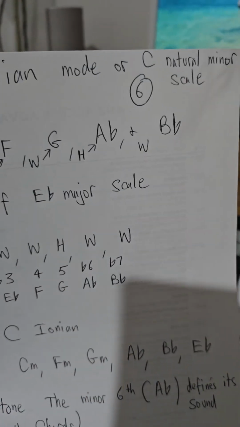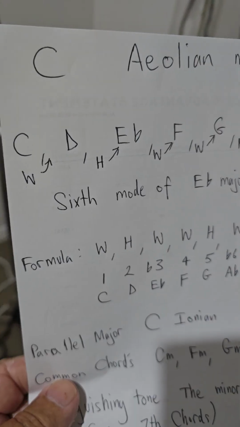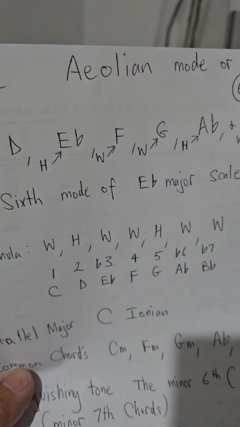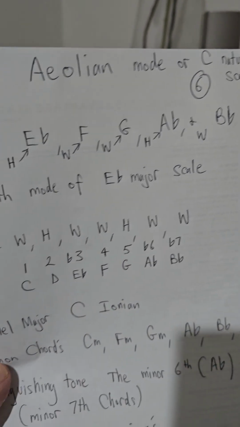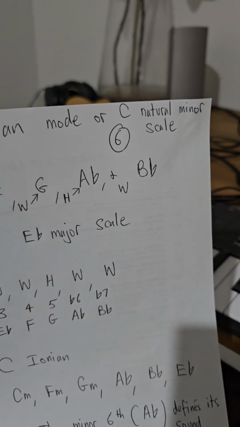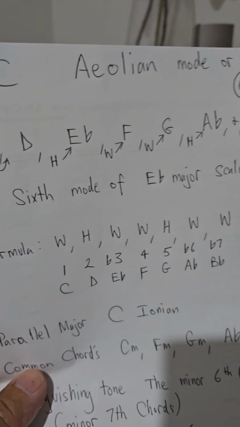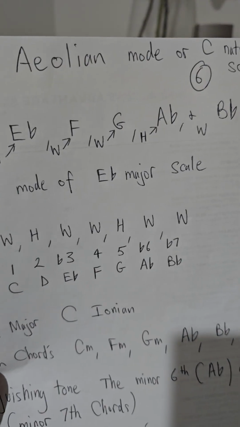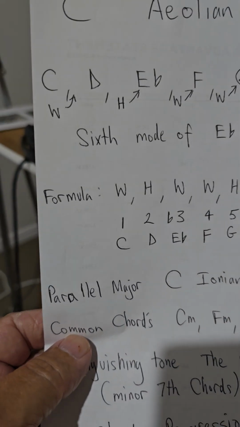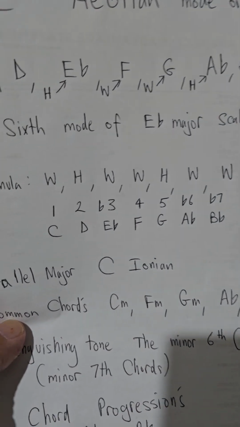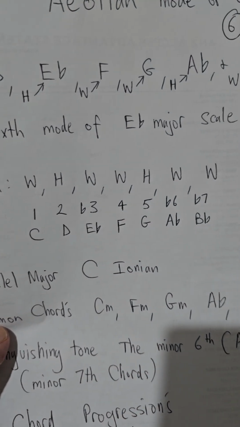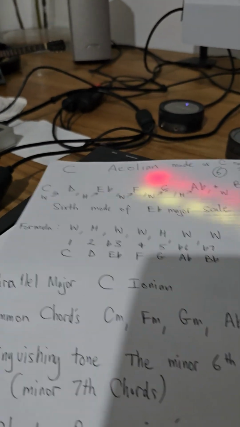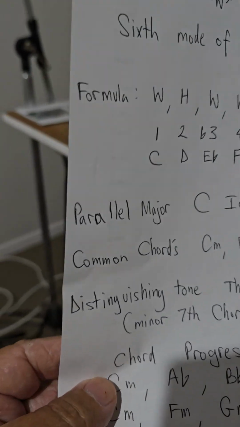So that's the distance between the notes, so half steps and whole steps. So it's C, D, E flat, F, G, A flat, B flat. So it's the same as the C natural minor scale. It's the sixth mode of the E flat major scale. Okay, and there's the formula again. And parallel major, C Ionian, which is the major.